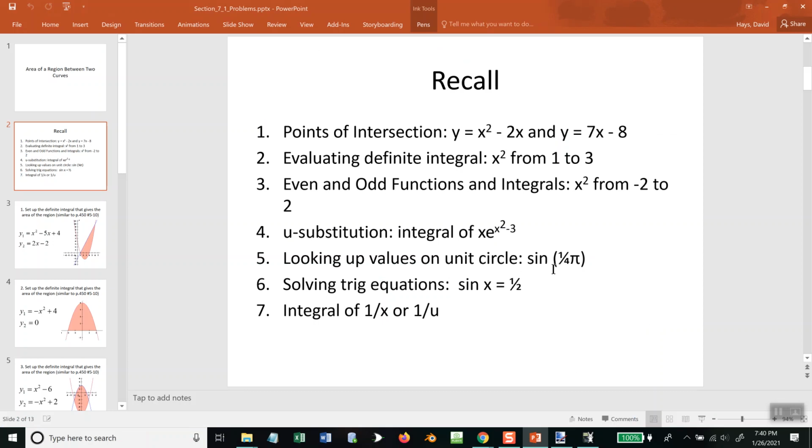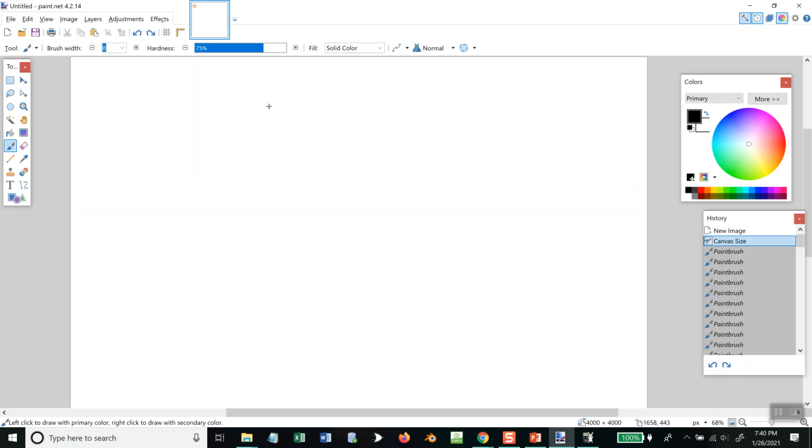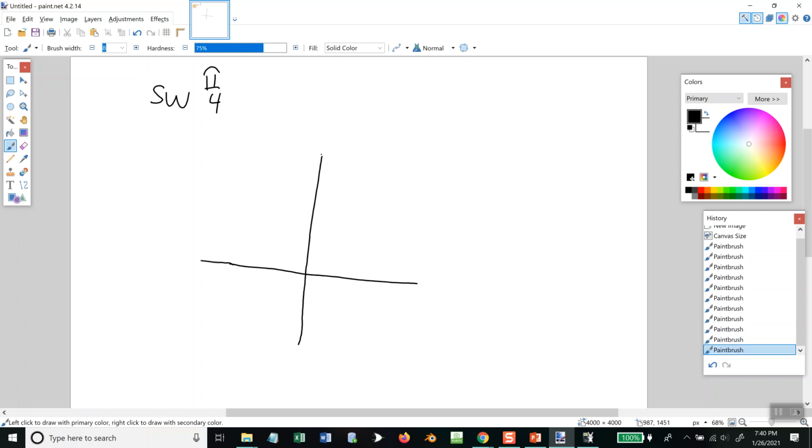Let's see. Let's look up values on unit circles. Sine of pi over 4. And of course, you can have the unit circle. If you've never seen a unit circle, you definitely want to have it on the test. But what is that point? Sine. Right.